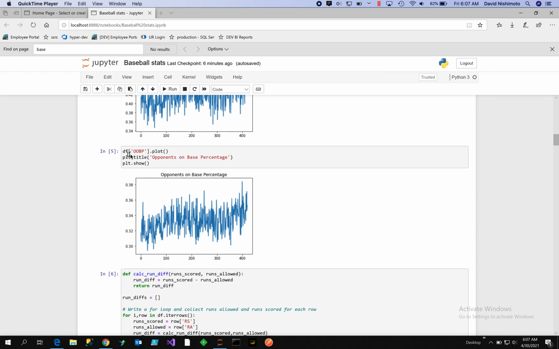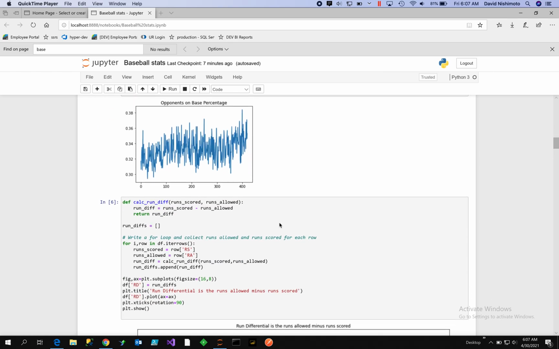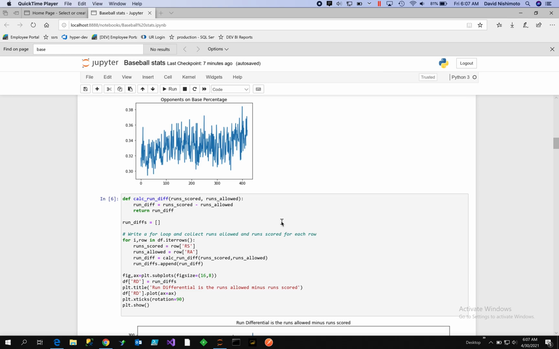Okay, the next one is OOBP, opponents' on base percent. So you can see the kind of trend of how many times your opponent's on the base. So that's just showing you if you're a good defensive team or not.